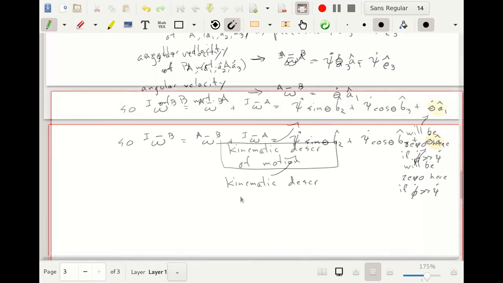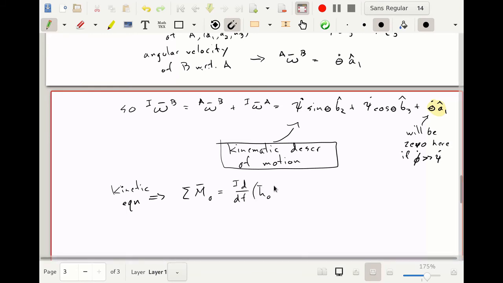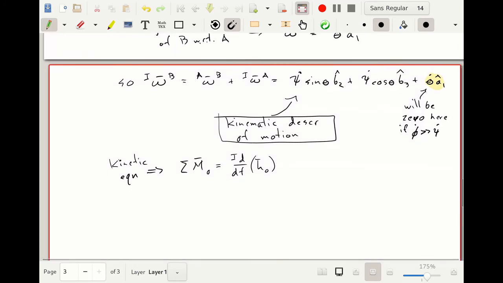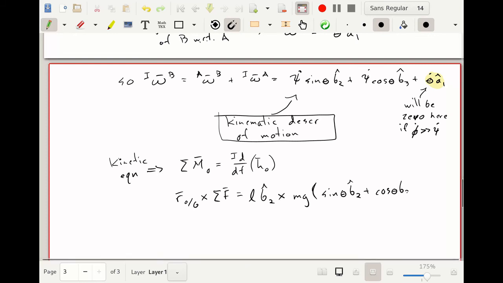Now I can look at my kinetics. The sum of the moments about the origin is equal to the derivative in the inertial frame of HO, my angular momentum. And my sum of the moments is R of the origin with respect to center of mass crossed with the sum of the forces on that center of mass, or L times B2, where L is my distance to the center of mass, crossed with mg times sine theta B2 plus cosine theta B3.